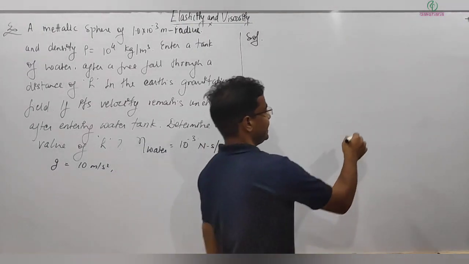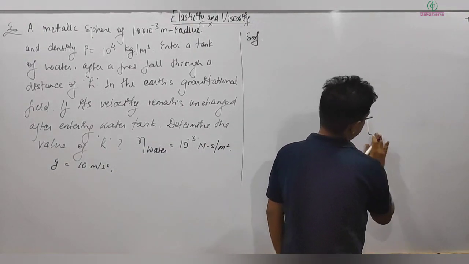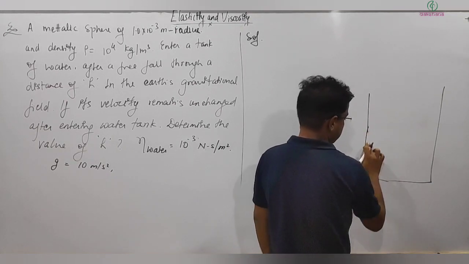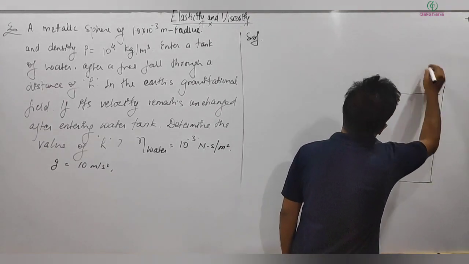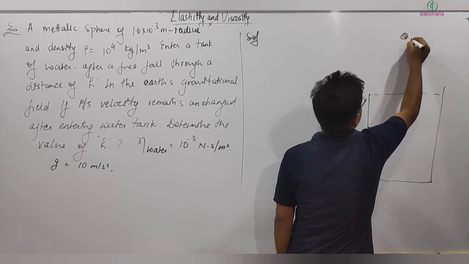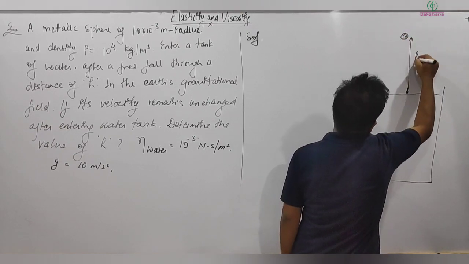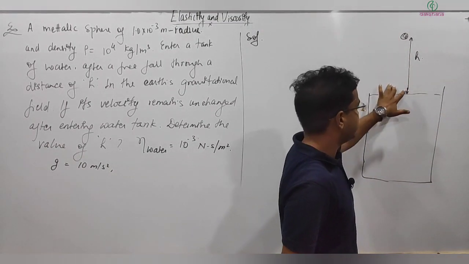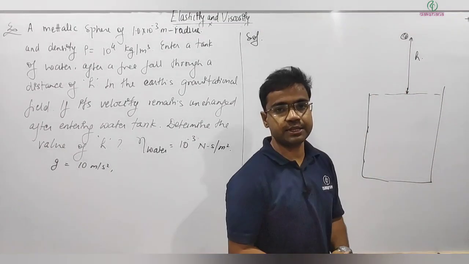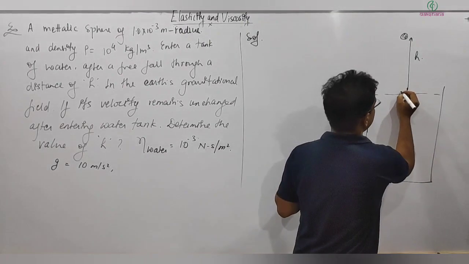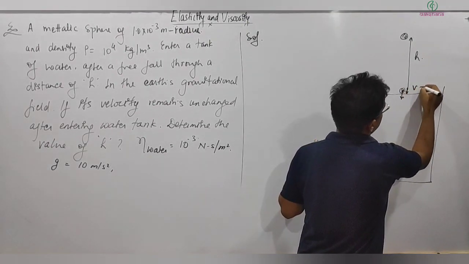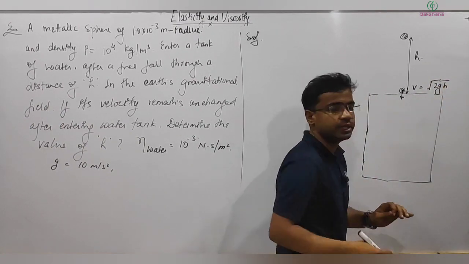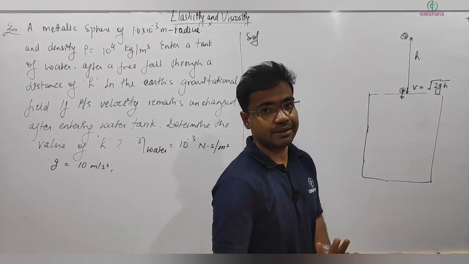So the question is saying that, let's say here we have one water tank of sufficient length, and it's filled up to here. The metallic ball is dropped from some height, let's say h. Before entering the water tank, it travels a distance h in the Earth's gravitational field, so it will gain some velocity. The velocity here can be written as under root 2gh, if it is falling through a distance of h in the Earth's gravitational field.